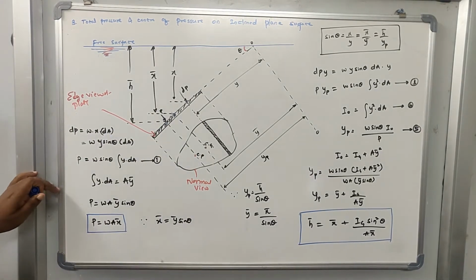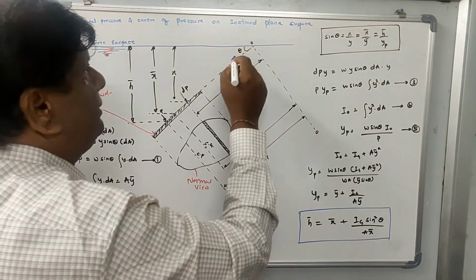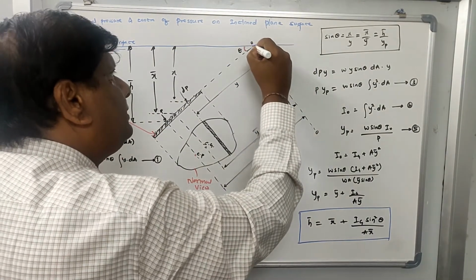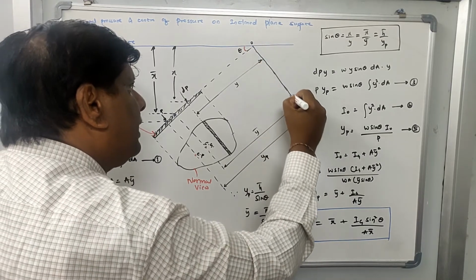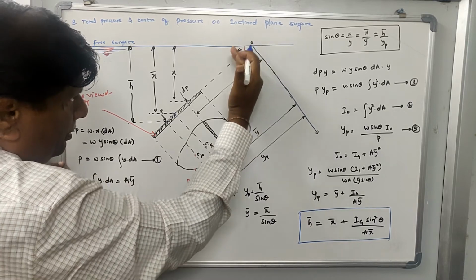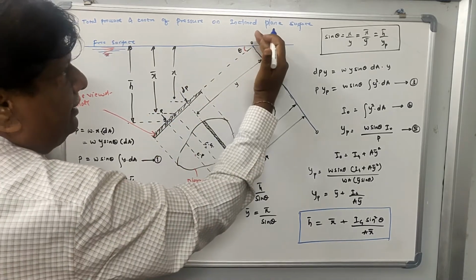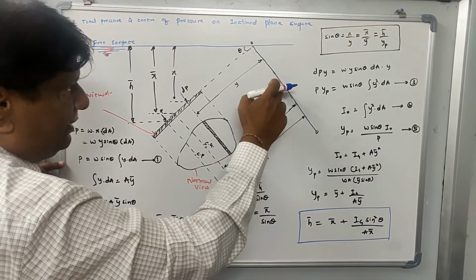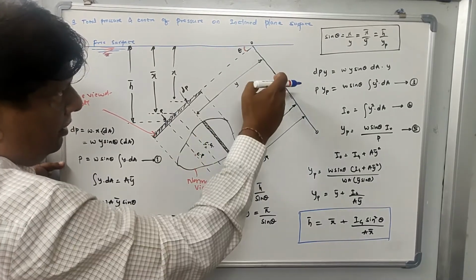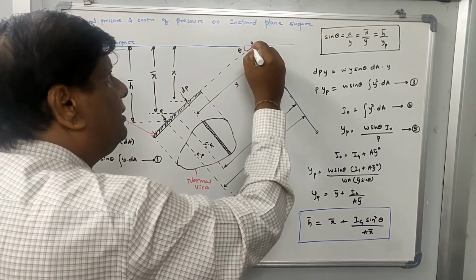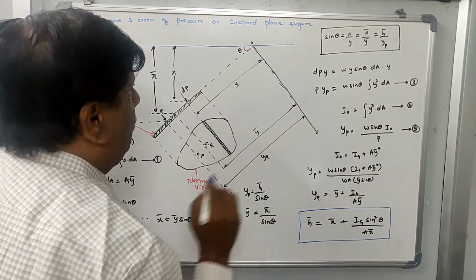Now this is the horizontal surface and this is the inclined surface. The plate is immersed from this axis, immersed normally. So this is the axis OO.